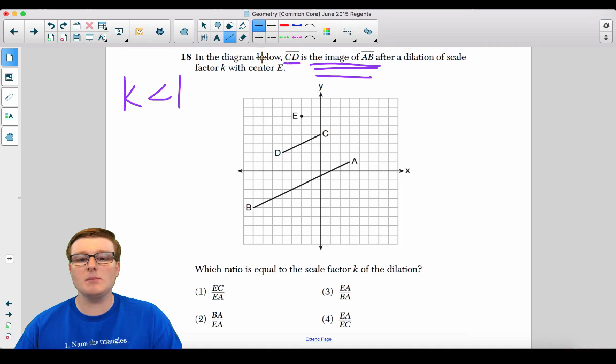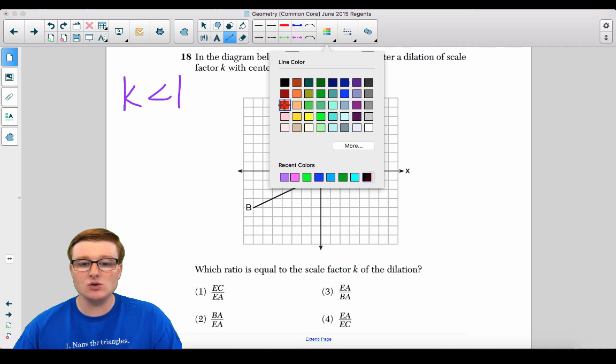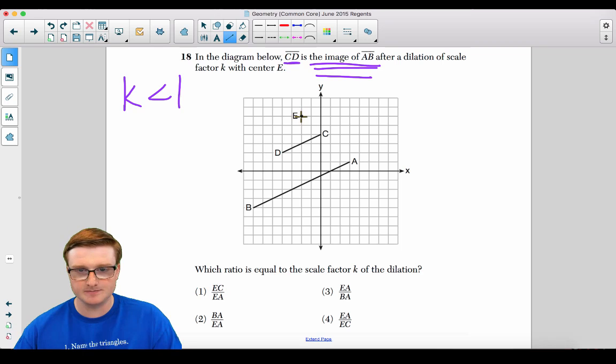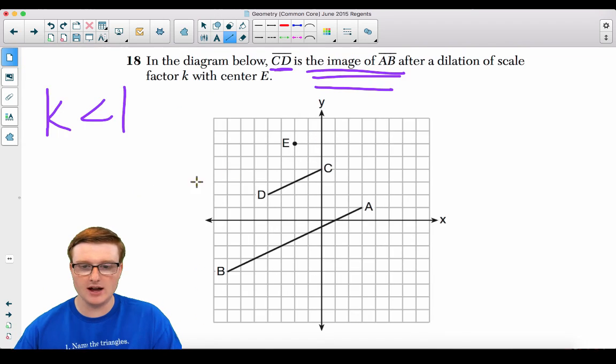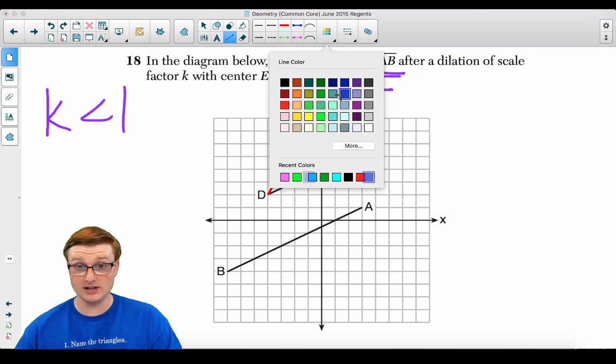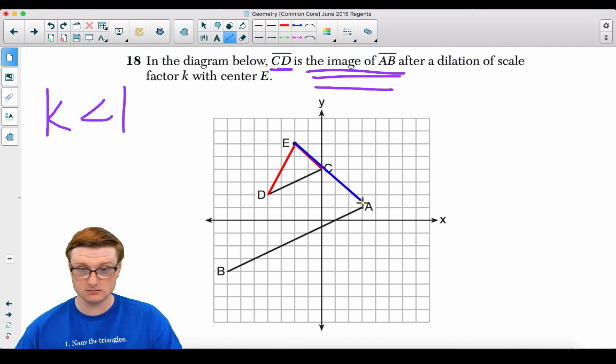Now, what you need to know about a dilation is that you could create similar triangles. So what I'm going to do is create 2 similar triangles on this graph. I'm going to create triangle CDE, and I am going to create triangle ABE.